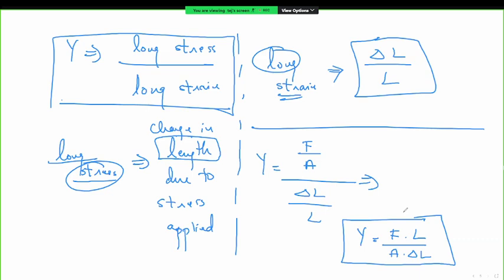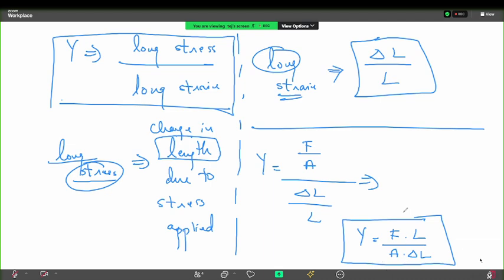Young's modulus always depends on two things. What are they? If you say stress and strain, that's wrong. You should be specific: longitudinal stress and longitudinal strain. Now, what does the word longitudinal mean? It means length, change in length.